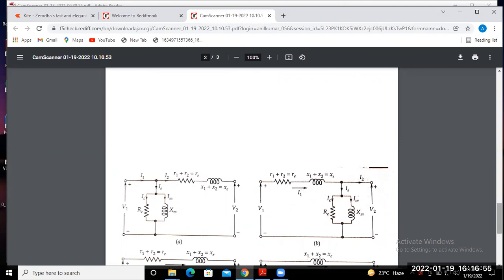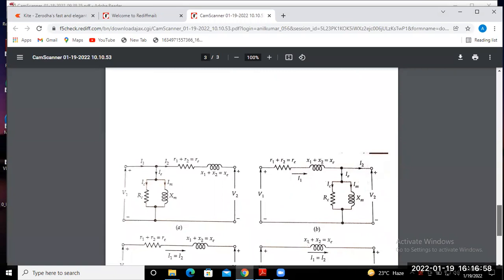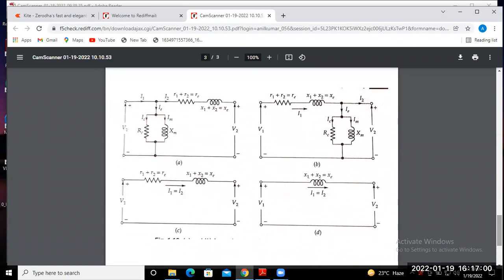As we know, the shunt branch may be neglected. If we neglect this branch, then we simply get this circuit. If we draw it again, it has R equivalent and X equivalent, with V1 and V2. This is the simplified form of the approximate equivalent circuit, A and B, with the shunt branch transferred either here or here.